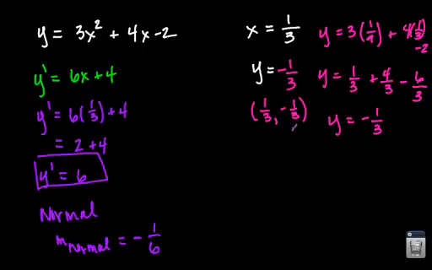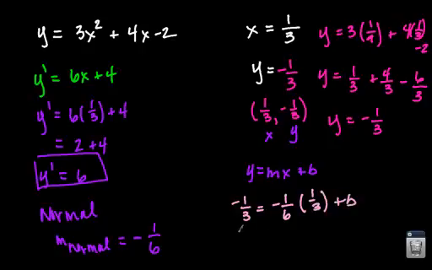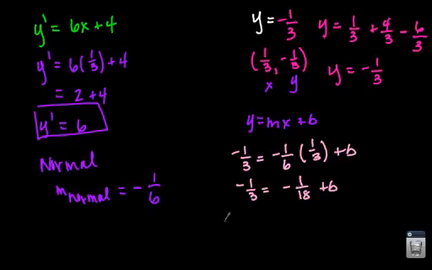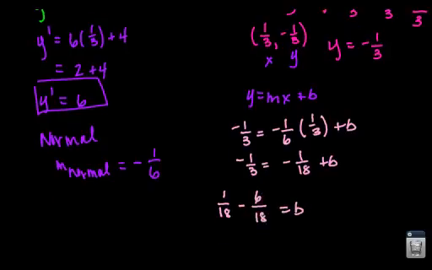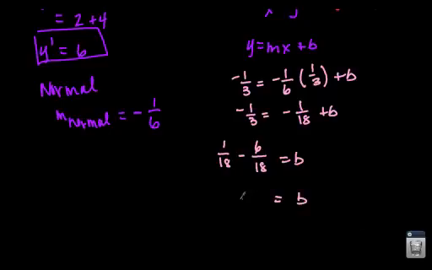So in my equation I'm going to put this in for m, y equals mx plus b. Negative 1/3 equals negative 1/6 times my x coordinate, which is positive 1/3, plus b. So I end up with negative 1/3 equals negative 1/18 plus b. So I'm going to add 1/18 to both sides, and then get a common denominator. I'm going to end up with negative 5/18 equals b. So b equals negative 5/18.